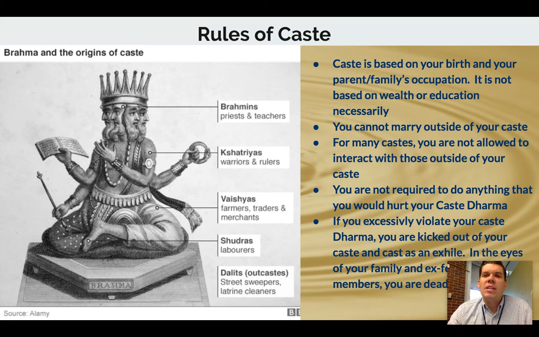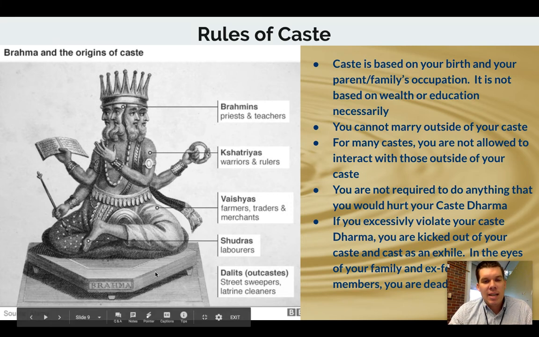So that's an important thing to keep in mind, is that caste is not necessarily based on your family's wealth or education. It's based on what your parents do and what your family does, what your family situation is. So notice that priests and teachers are at the top, even though they may not make the most, but their positions are seen as the most important to society. They make the society smarter and more morally sound. That's the idea.